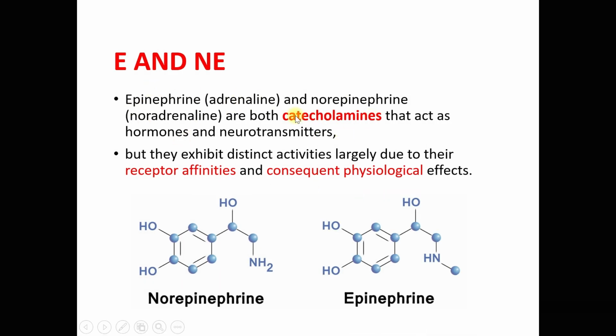Epinephrine and norepinephrine are both catecholamines that act as hormones and neurotransmitters, but they exhibit distinct activities largely due to their receptor affinities and consequent physiological effects. Here is the structure of norepinephrine and here is the structure of epinephrine.